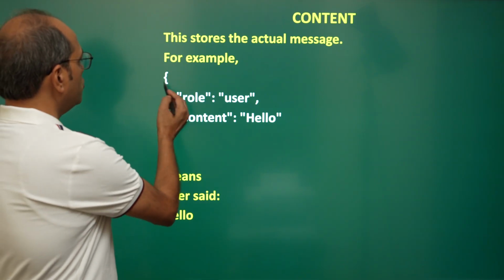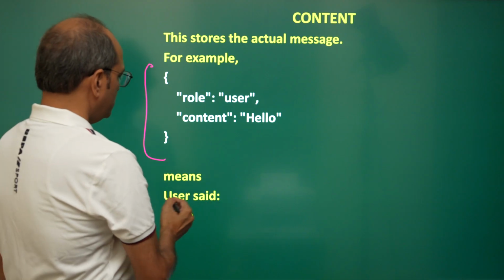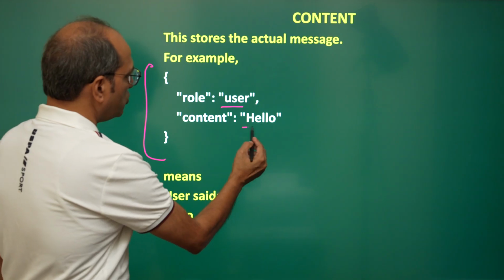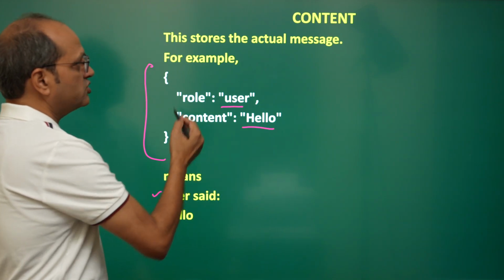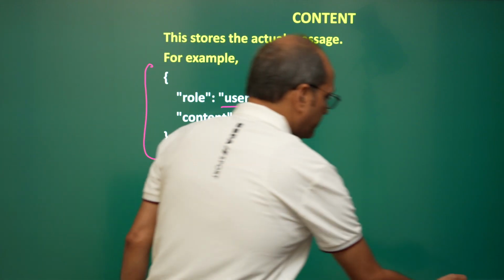So this stores the actual message. That means user said hello. So who told? User. What he told? Hello. So this is the actual message which we are going to store in the list. I hope it's clear.